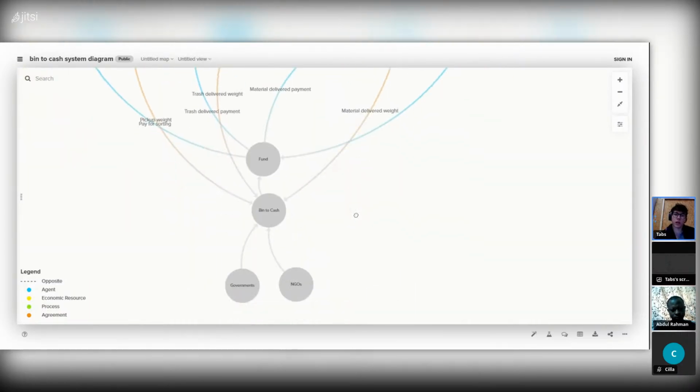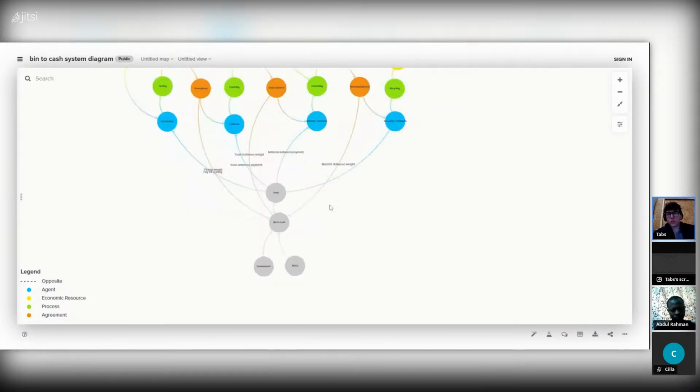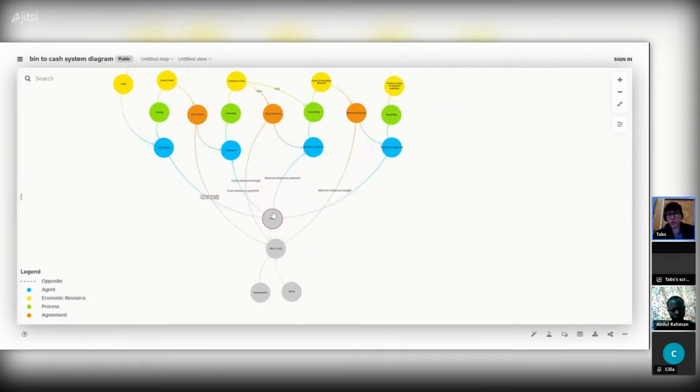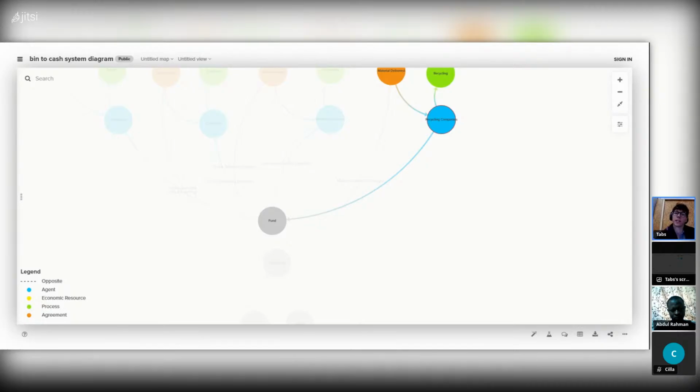Yeah, and we were trying to work out where the money could come from to finance the fund. If you can see here, there's one arrow, this one, which goes from the recycling companies into the fund, and the rest of the arrows go from the fund to the different participants. So we were thinking the recycling company is one possible stakeholder that could finance the fund.